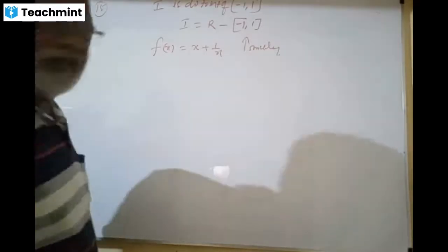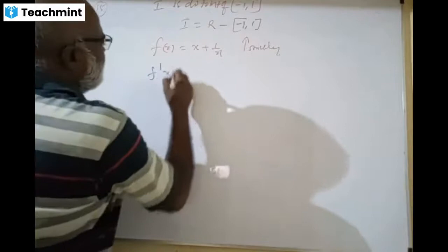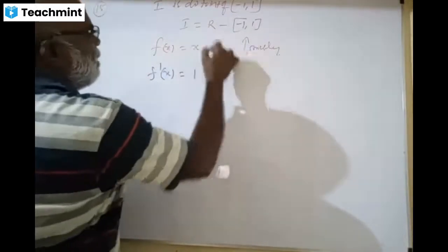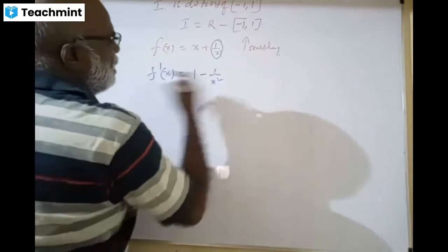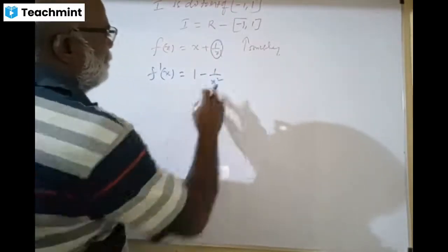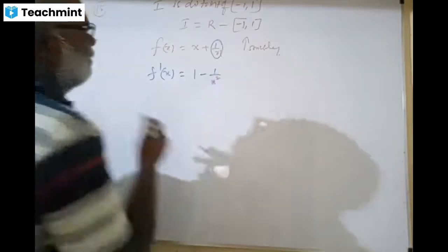Siddharth is done. f dash x is 1, the derivative of x is 1, and what is the derivative of 1 by x? Minus 1 by x square.